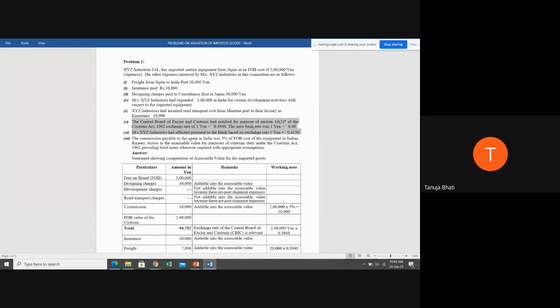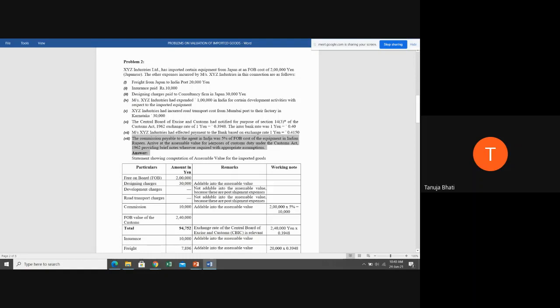So what is the exchange rate that will be considered for this particular importation? Yes, students. Ma'am, CBIC rate. So 1 yen is equal to 0.3948. Remember, this rate we are going to use when we convert the assessable value into Indian rupees.